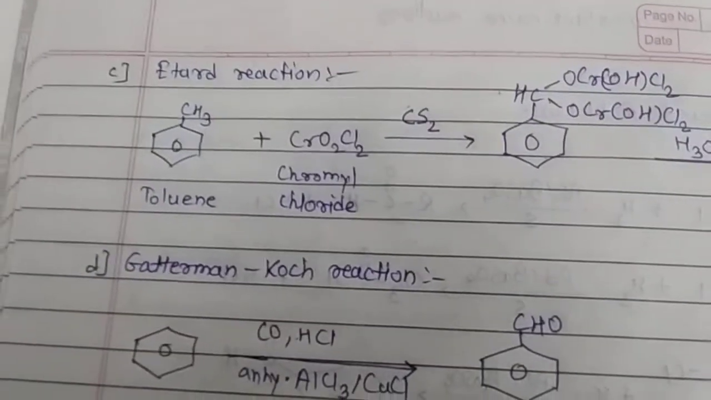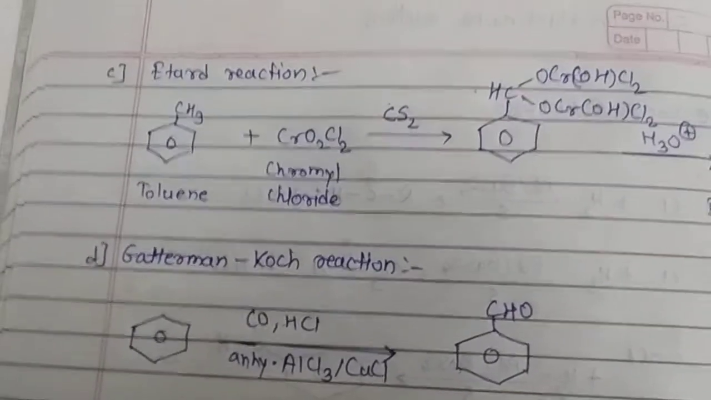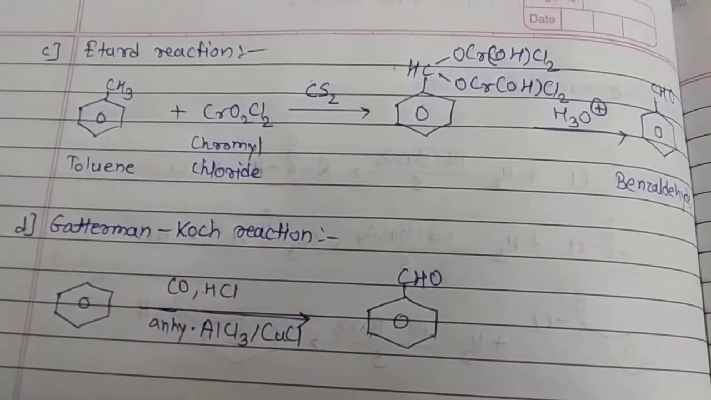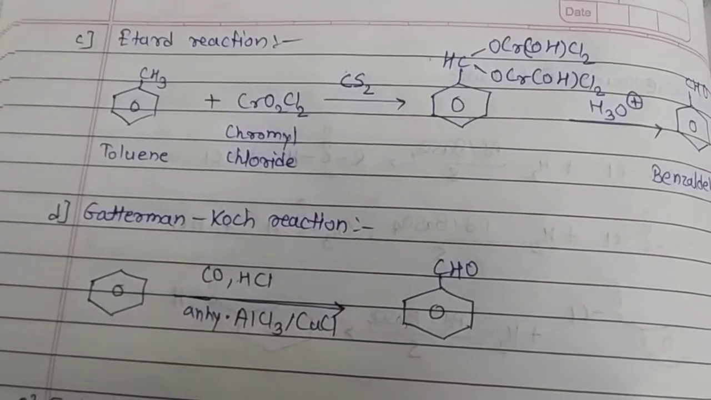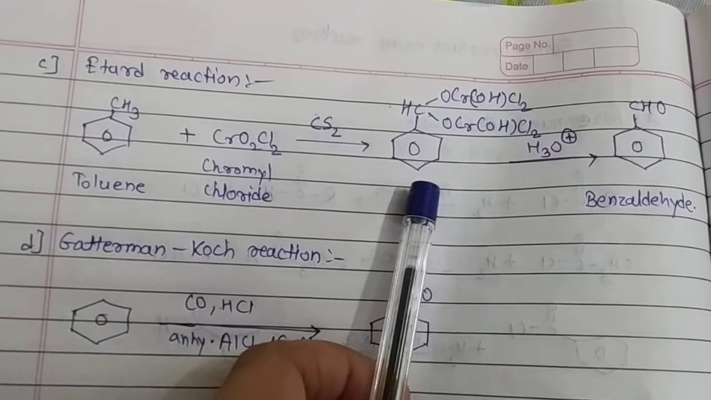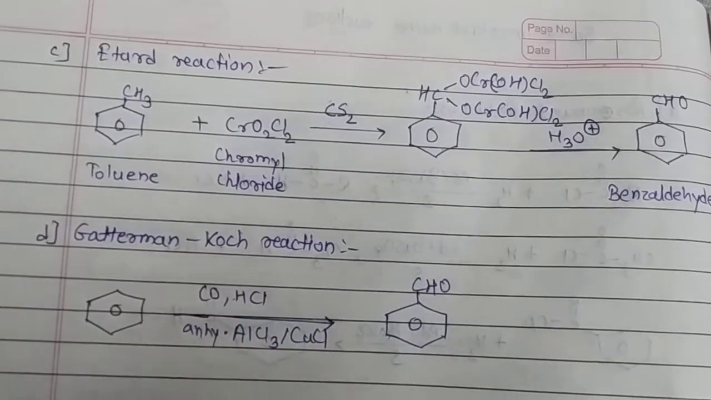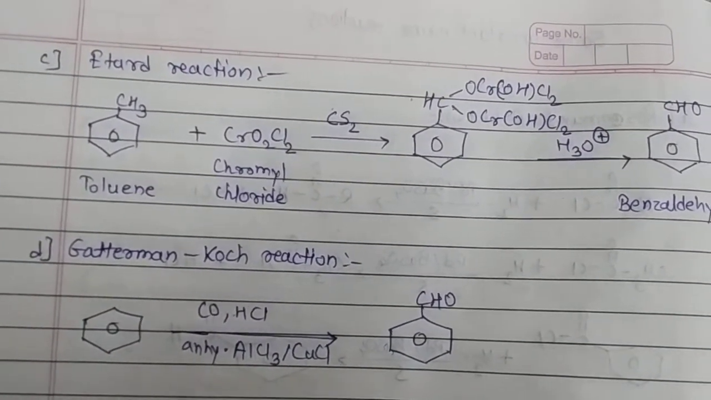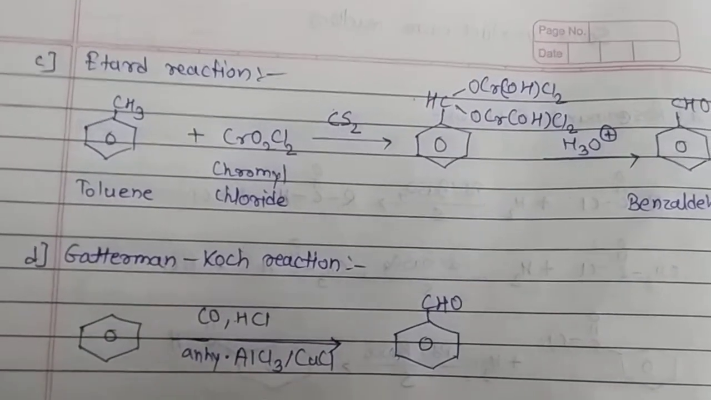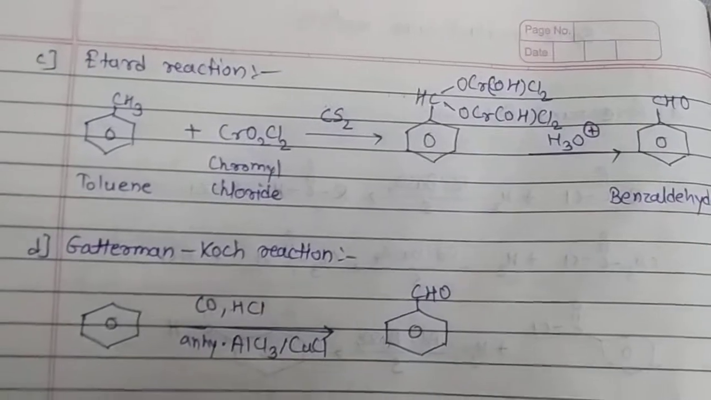Next is Etard reaction, that is oxidation. So toluene is oxidized in the presence of chromyl chloride, and carbon disulfide is the solvent used. Final product is benzaldehyde. This one is the intermediate before formation of benzaldehyde. So chromyl chloride oxidizes toluene to chromium complex, which on hydrolysis gives benzaldehyde.